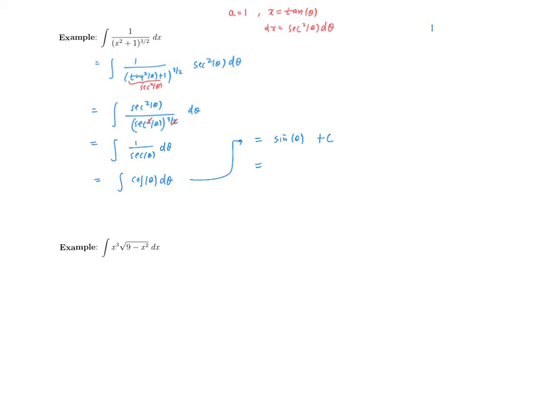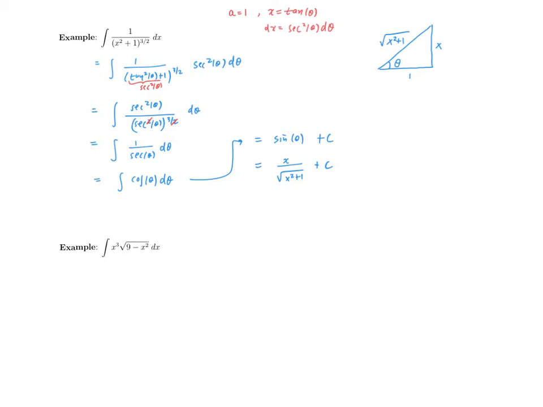And our final step with a trig substitution is rewriting in terms of x. And we usually do that by drawing an associated right triangle. So if x is equal to tangent of theta, tangent is opposite over adjacent, so the hypotenuse in this case would be the square root of x squared plus 1. So sine of theta is going to be opposite over hypotenuse. And that completes our example.